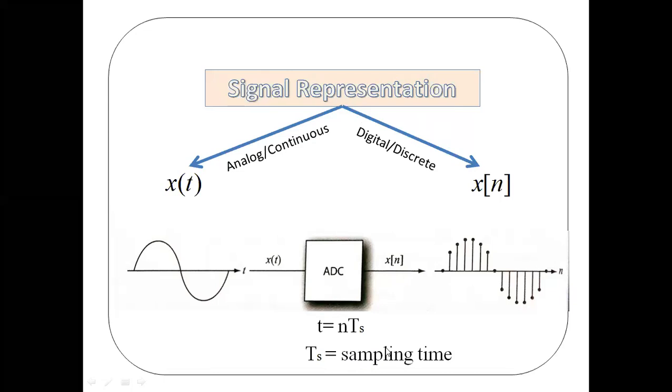So a sampling time. In order for us to change from continuous time to discrete time, this sampling process takes place.